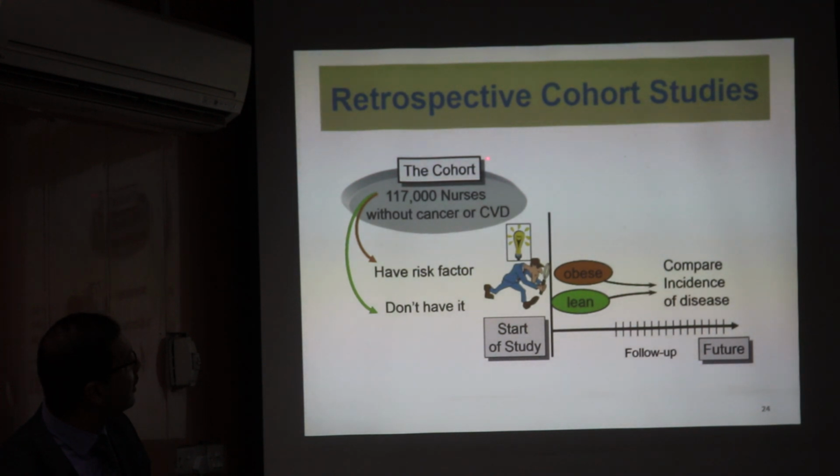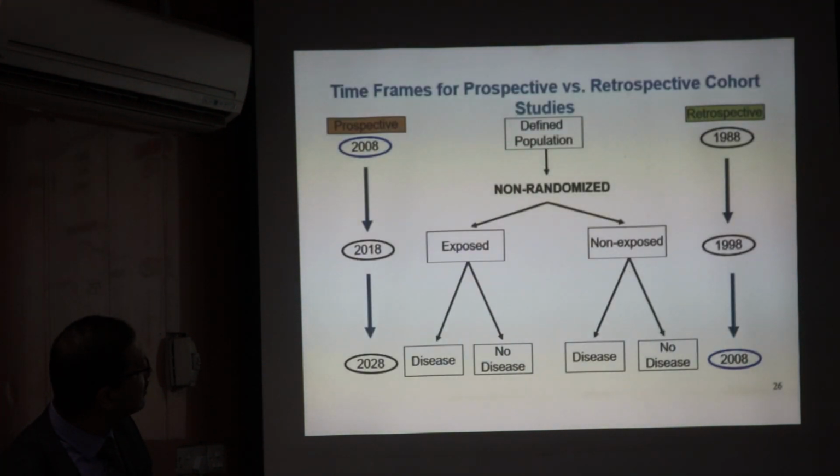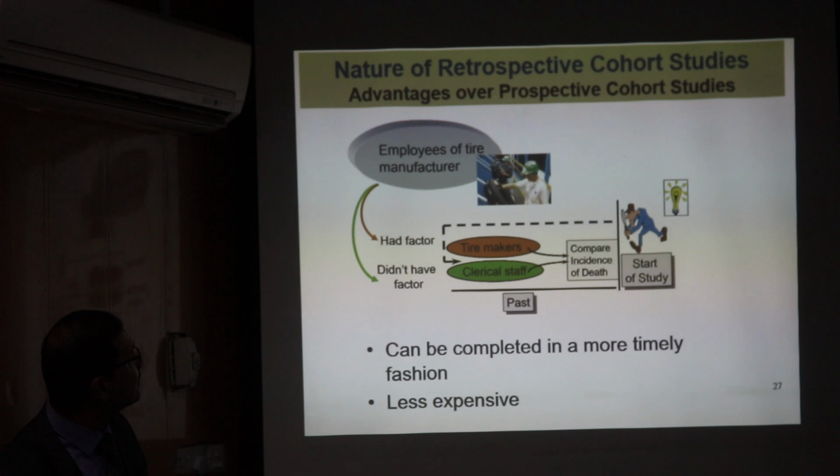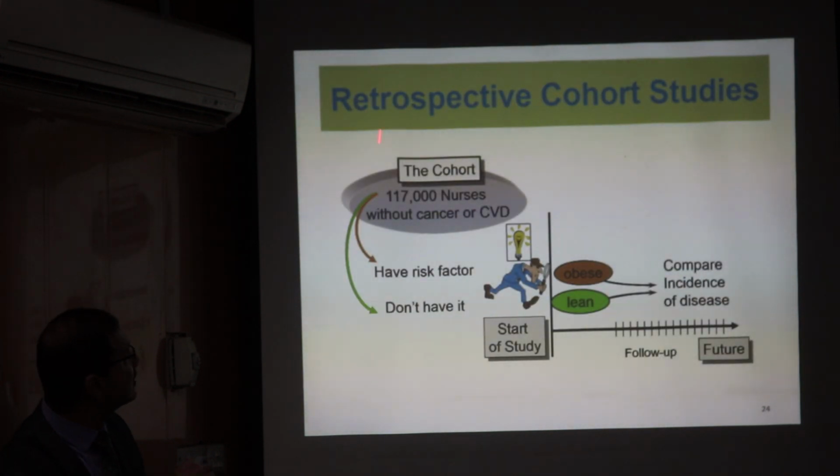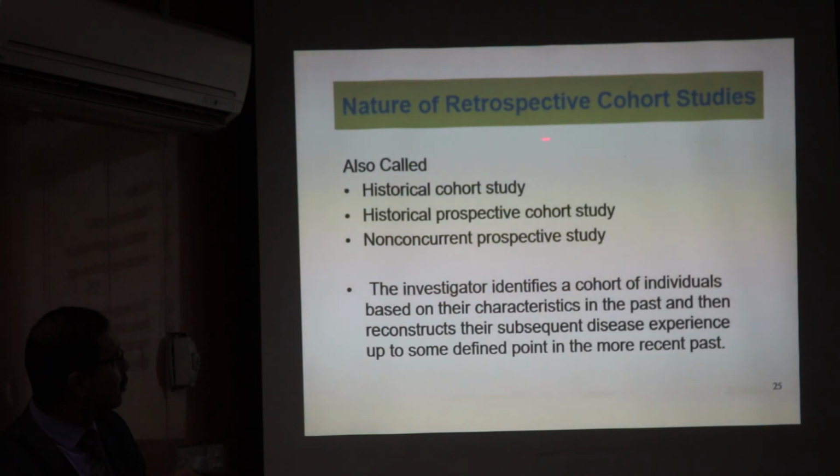Oh, I think this is the wrong one. No, this is the prospective, sorry for the typo. This is prospective, because this is future. Sorry for the typo, this is for you. In the future, so we start here, and we follow, this is the exposure here, and we follow those to find the incidence of the disease in the future, okay? This is the start of the study. This is prospective.